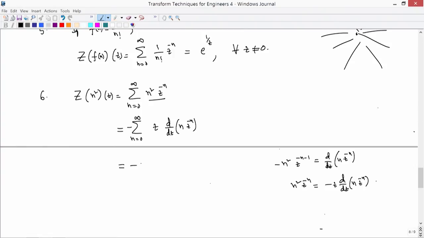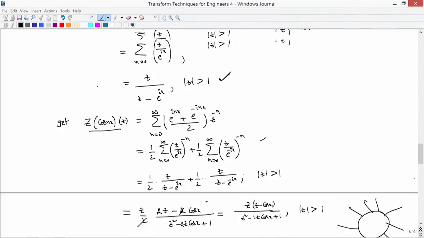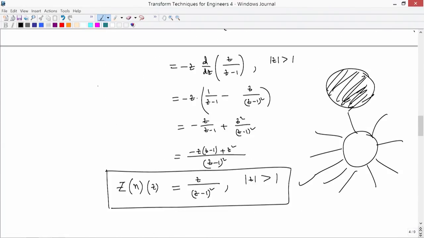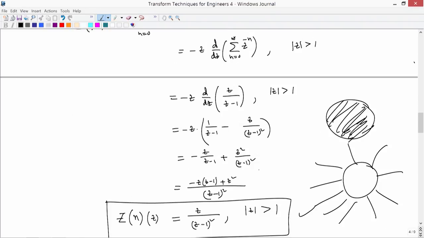This minus z is anyway nothing to do with the sum. So, you have this summation n from 0 to infinity, and you can take d/dz outside, and this n z to the power minus n. You have already seen that this n z to the power minus n is the z transform of n. Have we done this for n? Z transform of n, we have seen that this is z over z minus 1 whole square.